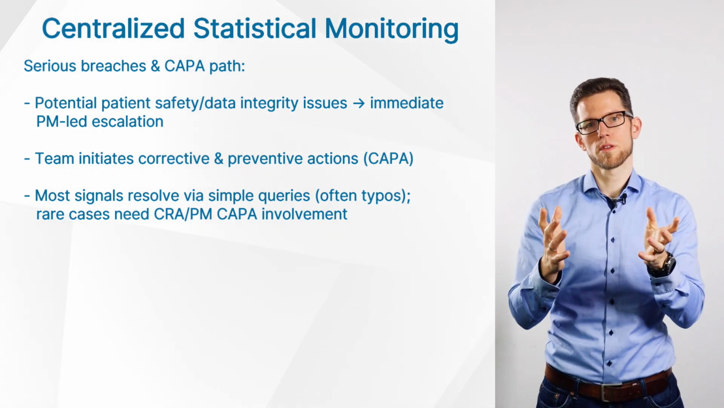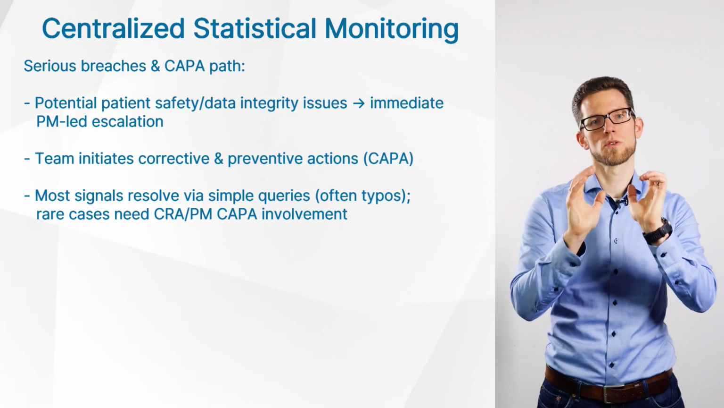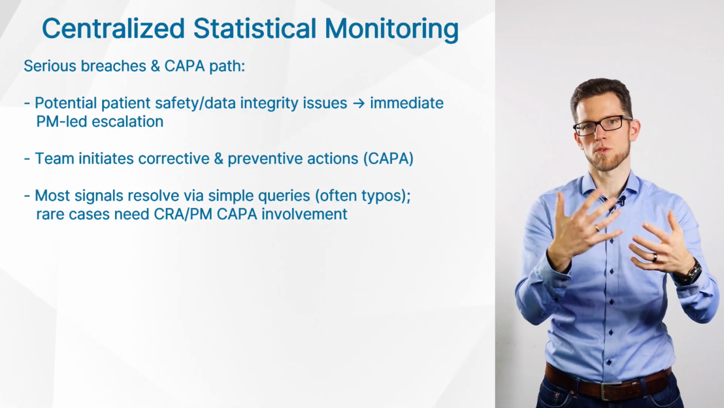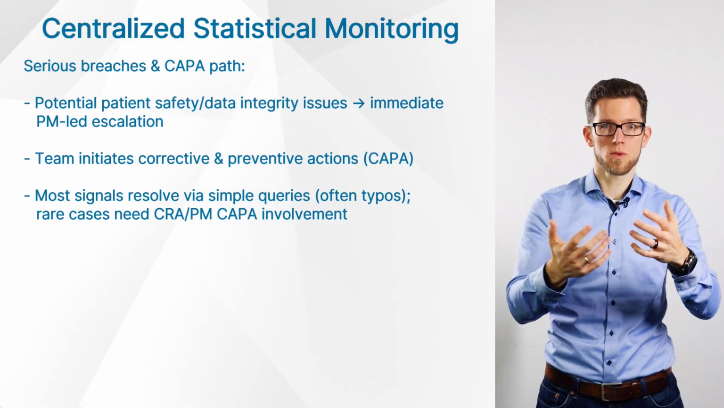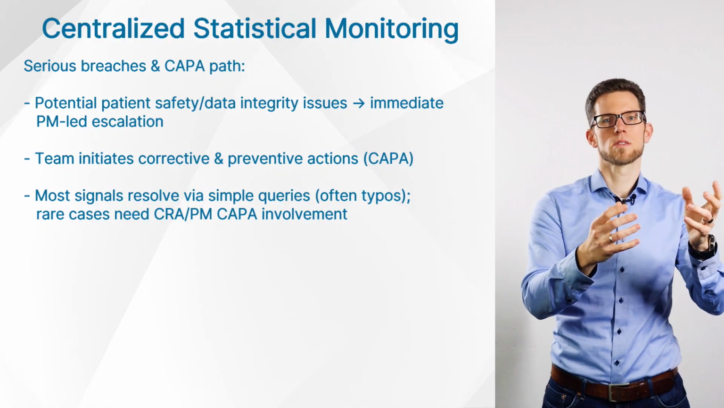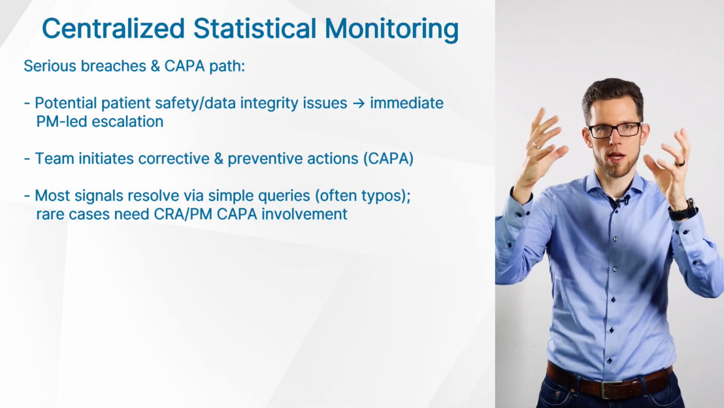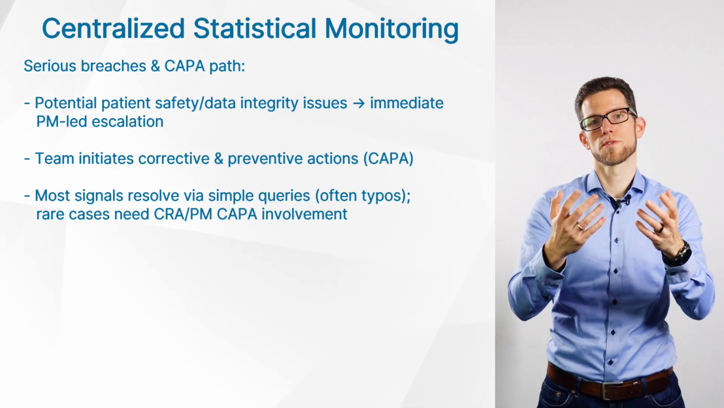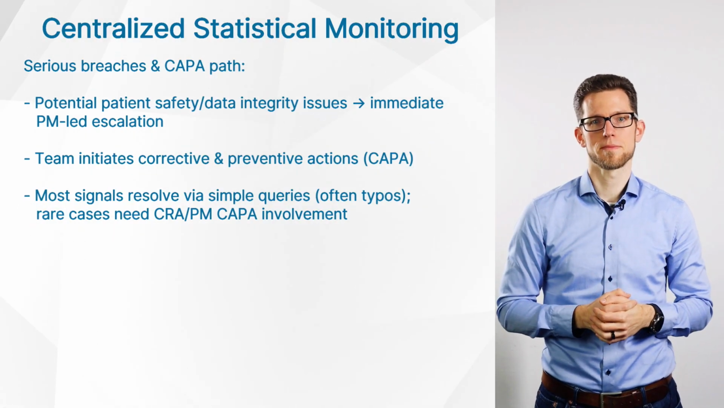So most of the time, you will find that there's a statistical signal and a remote monitor can query the sites and you can find a resolution of the data being confirmed or changed. Maybe it's a typo, for example, that leads to an outlier. And then there are these rare cases in which either a CRA or, even rarer, the project manager for an entire CAPA escalation are involved to resolve this issue that is identified through CSM.